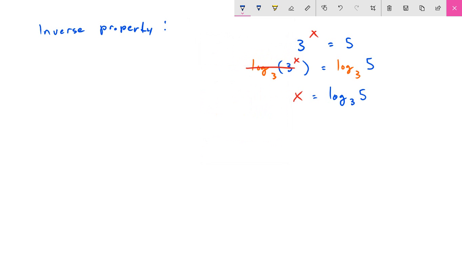So the actual property now is going to be... That's the answer, right? And that's showing you how we use the property, because you've seen this before. But I'm going to write down the actual property.